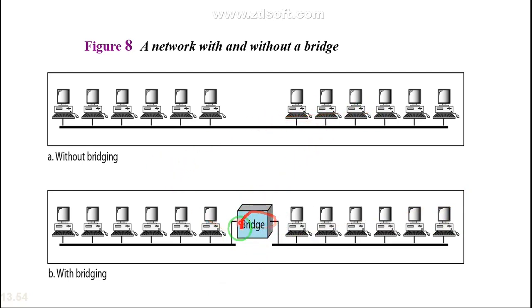So after adding this bridge, the bandwidth is not going to be shared among 12 stations, but rather it is going to be shared only by these 6 stations. So instead of 10 by 12 Mbps, each station is going to get what? 10 by 7 Mbps rate. So this is the advantage of using this bridge.